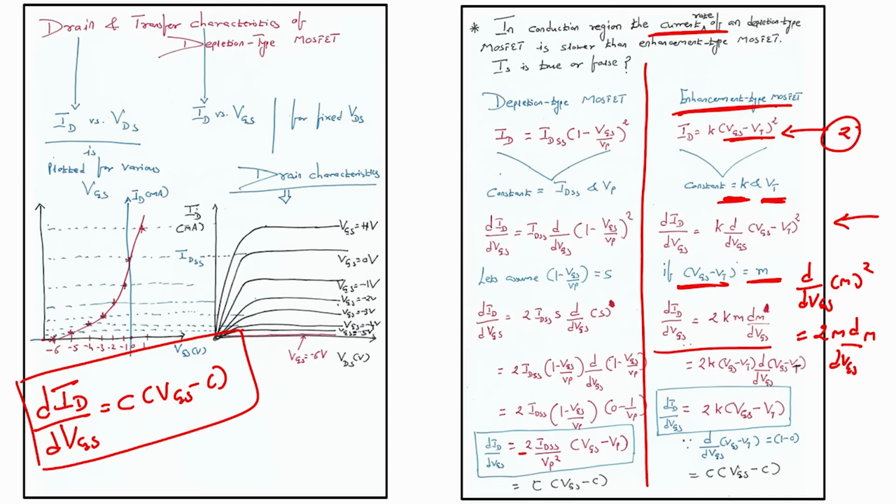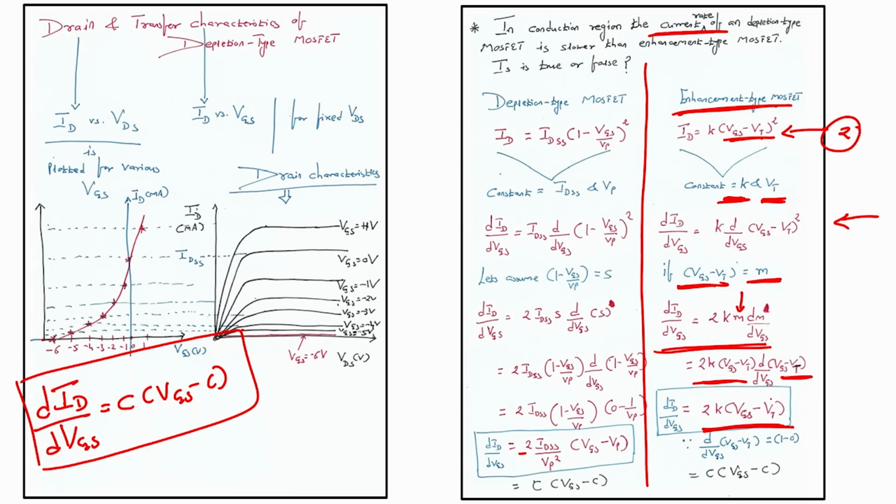This is what we have written here. K is there, so we have substituted K also. Once I have this, I will again substitute the value of M. M is VGS minus Vt, so 2K into (VGS minus Vt) times d by dVGS of (VGS minus Vt). Now, d by dVGS of (VGS minus Vt) is nothing but 1 for VGS, and Vt is constant, so 1 minus 0 is 1.